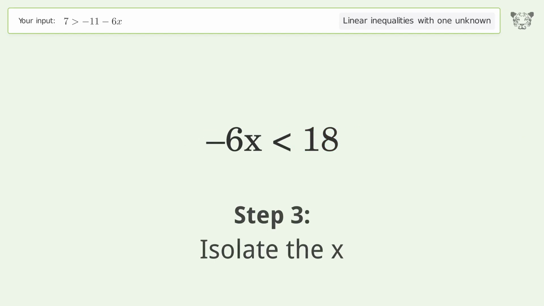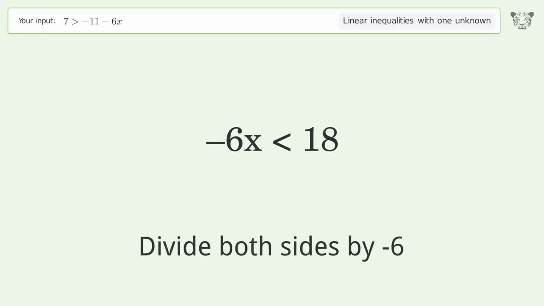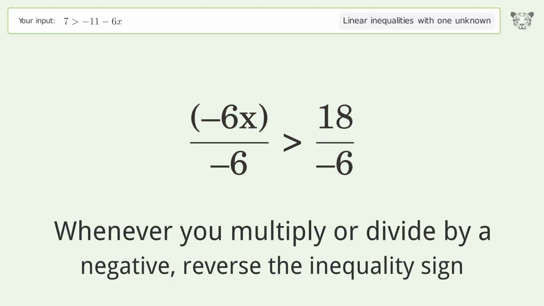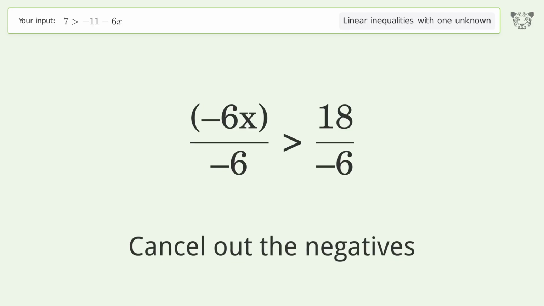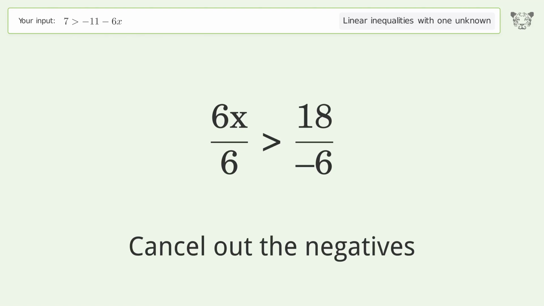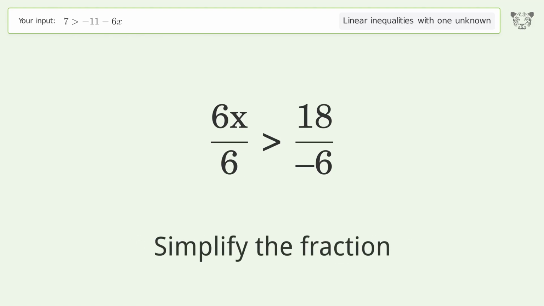Isolate the x. Divide both sides by -6. Whenever you multiply or divide by a negative, reverse the inequality sign. Cancel out the negatives. Simplify the fraction.